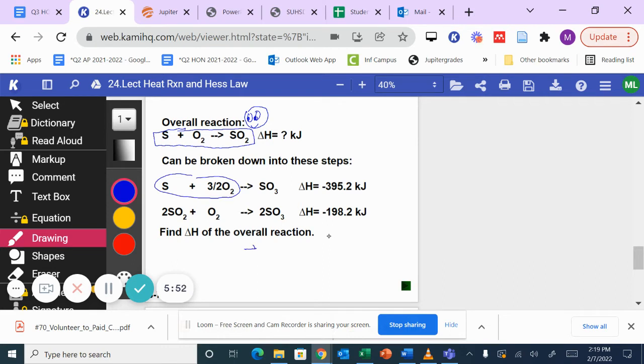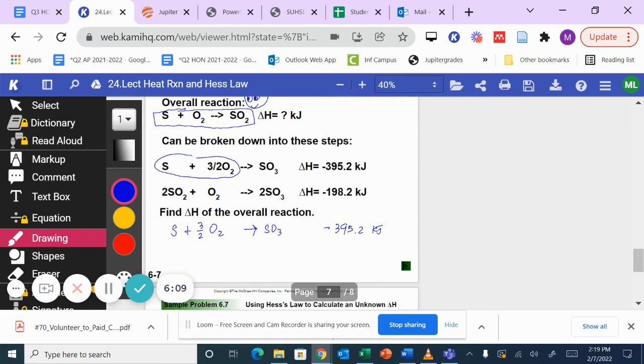I'm just going to recopy it. S plus 3/2 O2 arrow SO3. Okay, and I'm going to rewrite this number. Negative 395.2 kilojoules. Okay, now looking at the second equation.